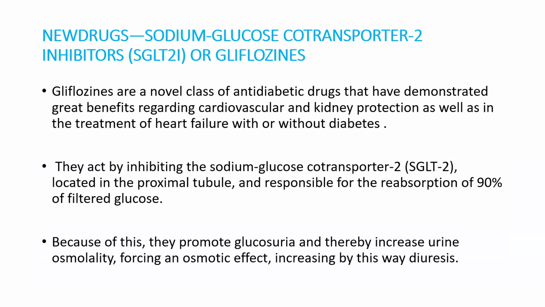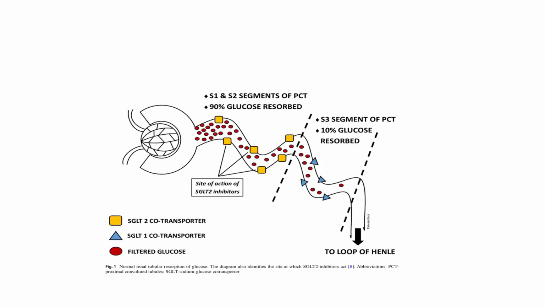Now the newer class is the SGLT2 inhibitors, the gliflozins. Gliflozins are a novel class of antidiabetic drug that have demonstrated great benefit regarding cardiovascular and kidney protection, as well as in the treatment of heart failure with or without diabetes. They act on the SGLT2 transporter located in the proximal tubule, which is responsible for the reabsorption of 90% of filtered glucose. Because of this, they promote glycosuria and thereby increase urine osmolality, forcing an osmotic effect and increasing diuresis. So this is the site of action of SGLT2 inhibitors.